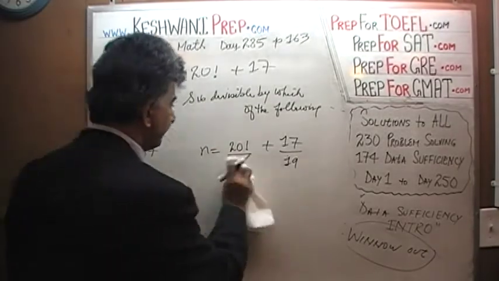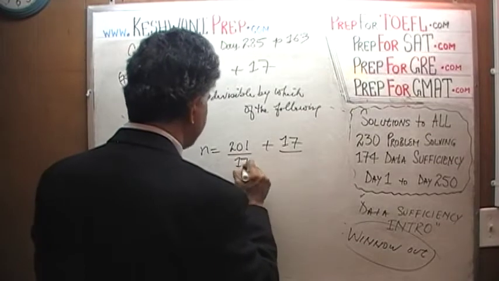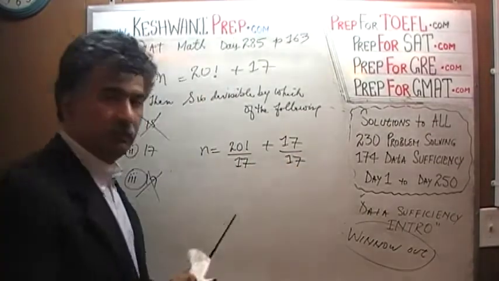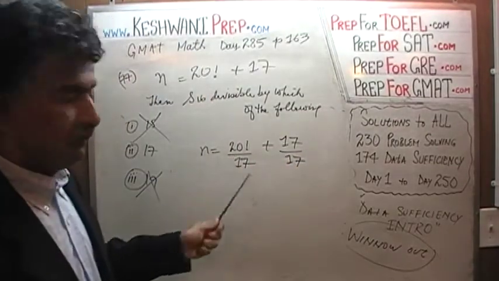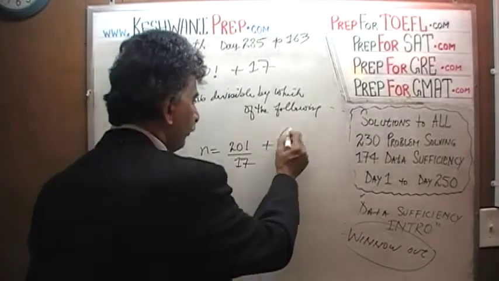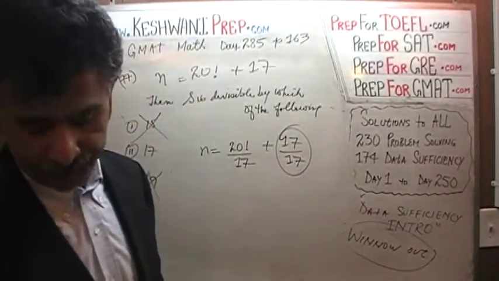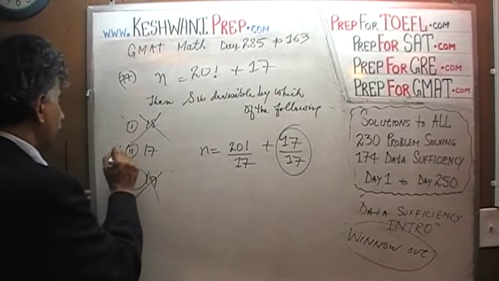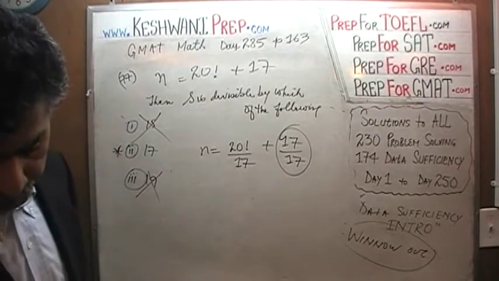But it is divisible by 17. It is divisible by 17 because 20 factorial can be divided evenly by 17, and this term is just plus 1. That's all. So the answer, of course, as before, is 17.